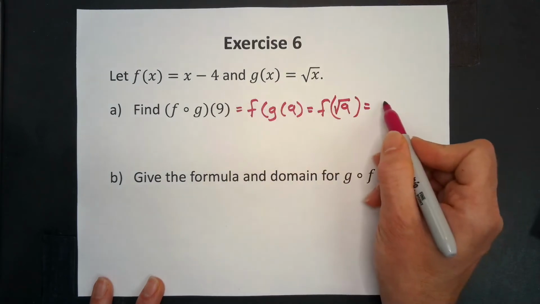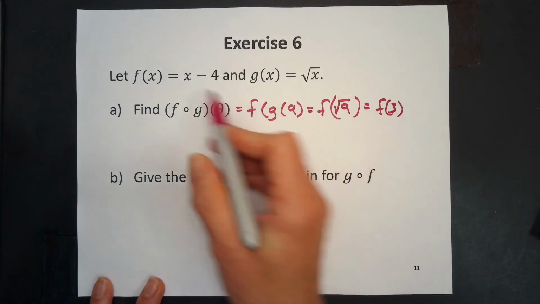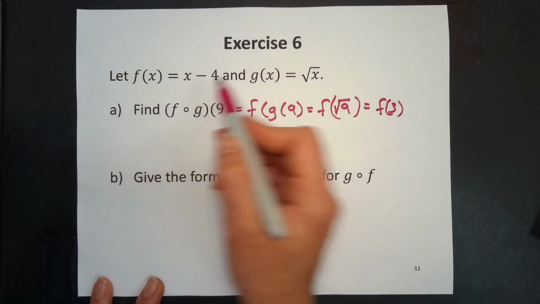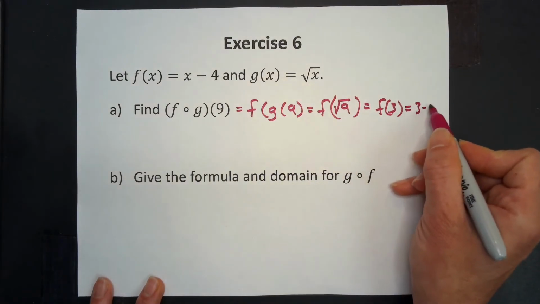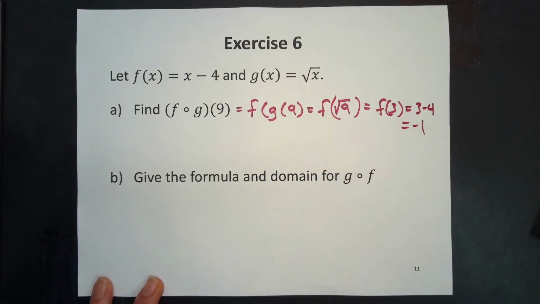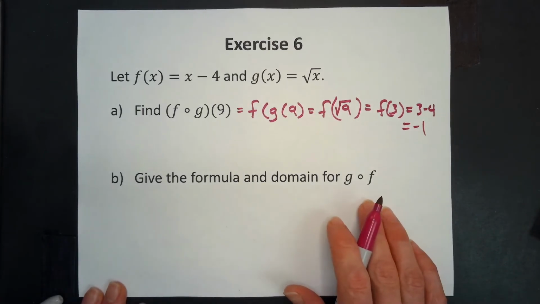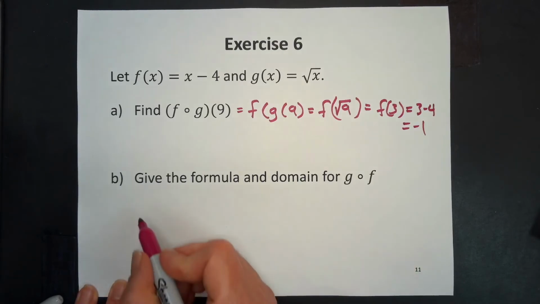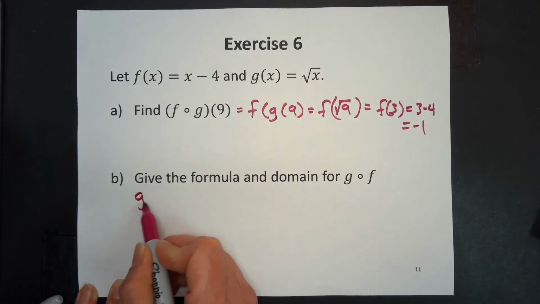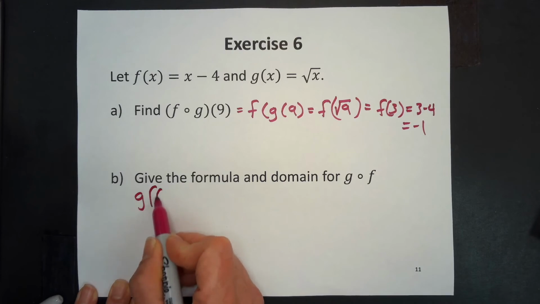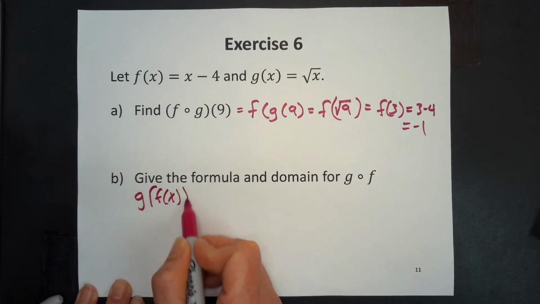And what does f do? Well, it's going to be f of 3. It takes a number and subtracts 4 from it. So it's going to be 3 minus 4, which is negative 1. And for the second part, it says give the formula and domain for g composed with f. So here we have g of f of x.